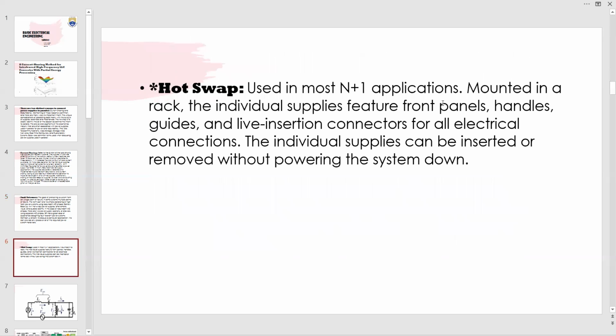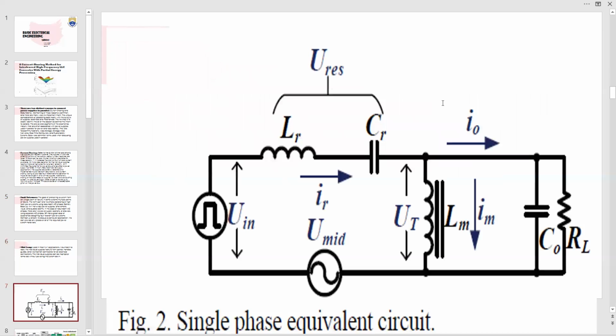Hot swap, used in most N plus one applications mounted in a rack. The individual supplies feature front panels, handles, guides, and live insertion connectors for all electrical connections. The individual supplies can be inserted or removed without powering the system down.